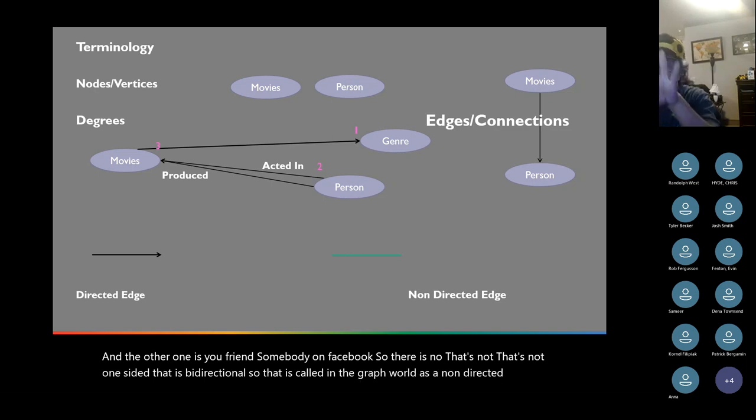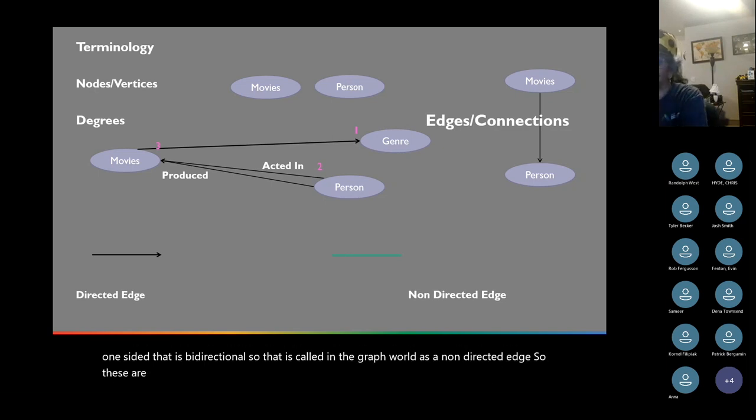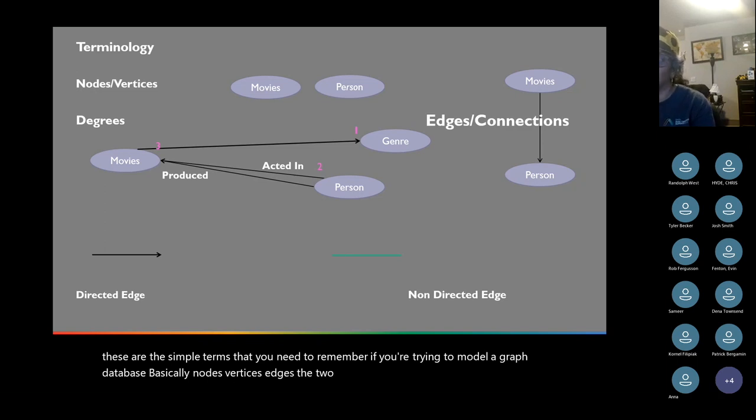So these are the simple terms that you need to remember if you're trying to model a graph database. Basically: nodes, vertices, edges, the two types of edges, and the degrees, or how many edges come out of each node.